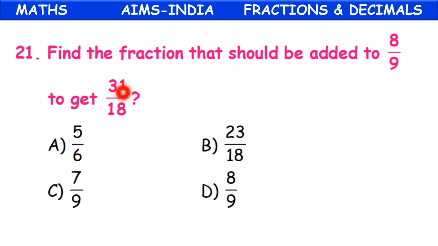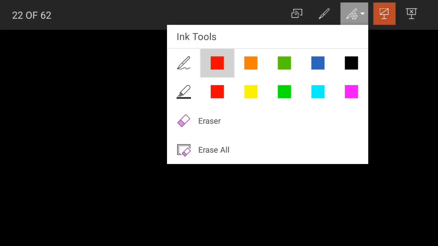Next, question 21. What fraction should be added to 8 by 9 to get 31 by 18? What fraction should be added to 8 by 9 to get 31 by 18? This is the statement, right, children?